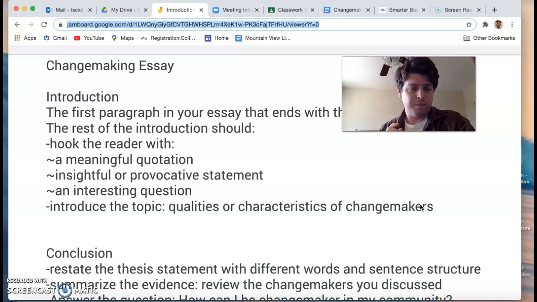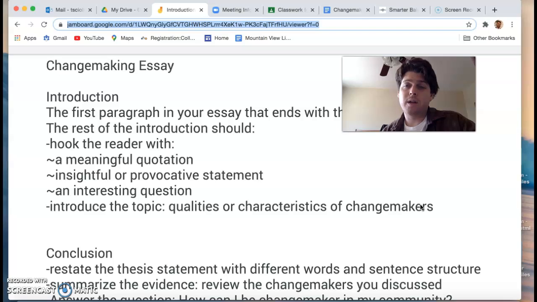And you can do that with one of three things. There are other strategies, I'm sure, that are not included in here, but these are the three most basic strategies for hooking your reader at the beginning of an essay. Giving a meaningful quotation that's going to get your reader thinking and saying, that's interesting. An insightful or provocative statement. So you have some idea about changemakers or about injustice or about how to make change, and you start off with that idea that leads into your argument about the qualities of changemakers.